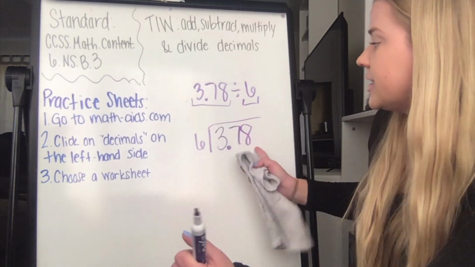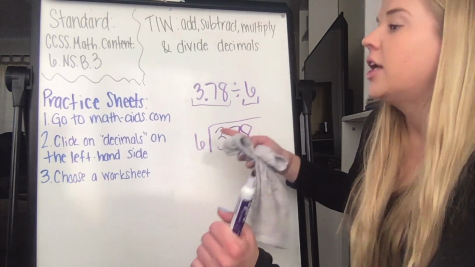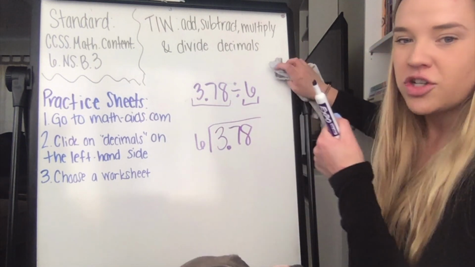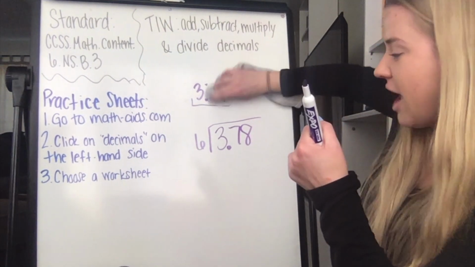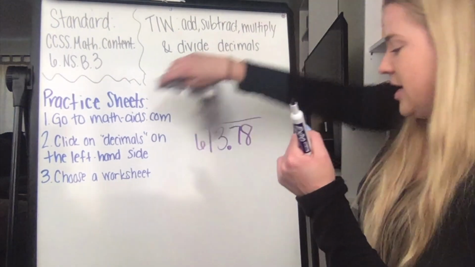Your first number goes inside the box. Your second number goes outside the box. Divisor, dividend. Hello, Chomper. Chomper wants to learn math too. But you might be very good at math. I haven't taught you yet.